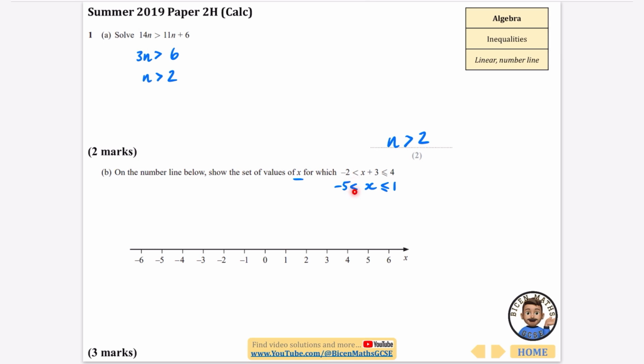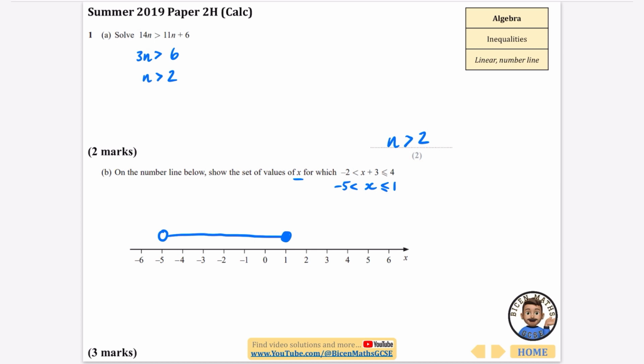Now, I always say this symbol goes with the empty circle and this one goes with the filled in circle, because this one uses less ink than this one does. This one gets more ink, so it would be a filled in circle. So at -5 you draw an empty circle, and at 1 you're going to draw a circle that we fill in, and then simply we just connect those two things together to represent the inequality between -5 and 1.